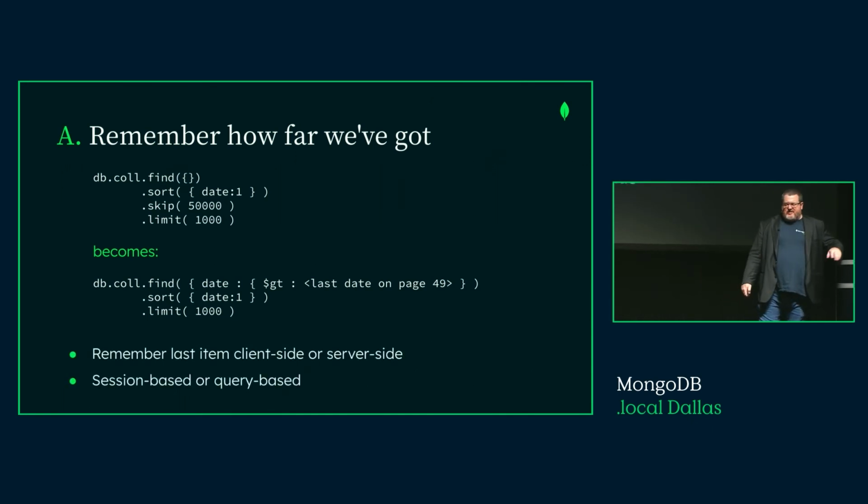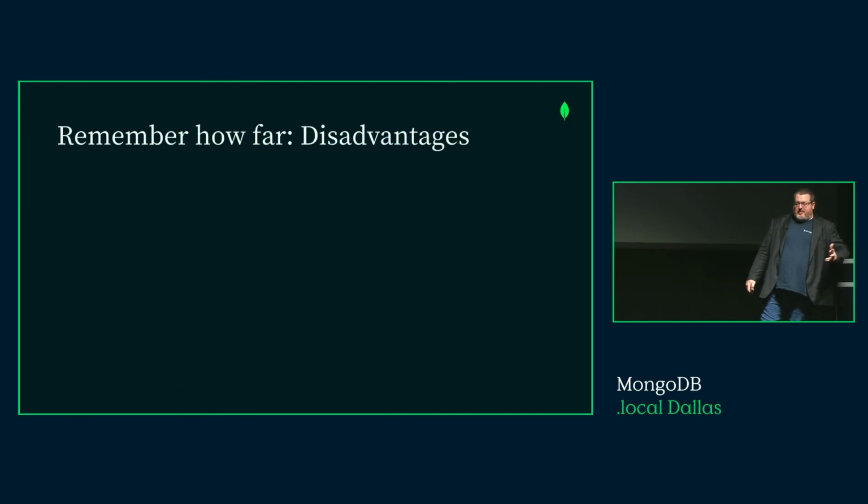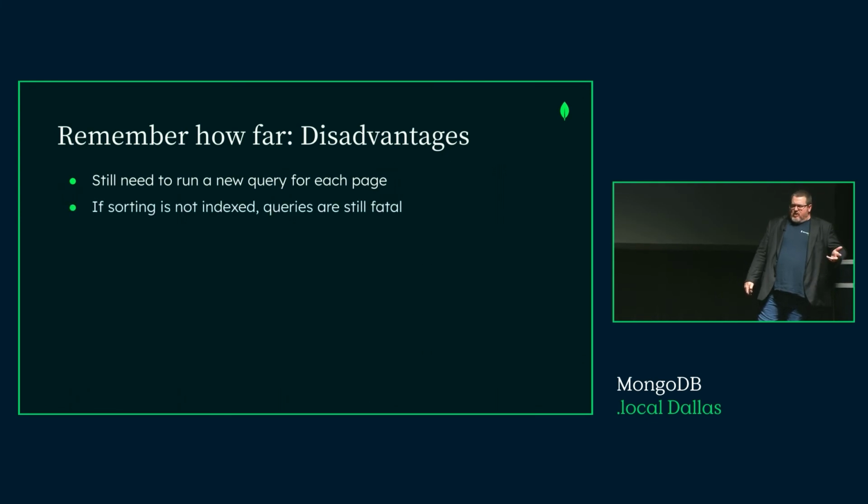This could be done at the session level. It could be done at the query level. It could be a URL parameter that gets passed back and forth. Disadvantages: it still needs to run a new query each time. Yes, it's optimized, yes, it's indexed, but you still need to run a new one. If the sorting is not indexed, queries will still be fatal, but we would index those.